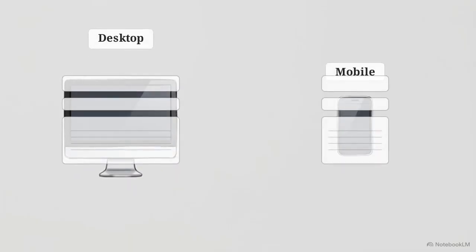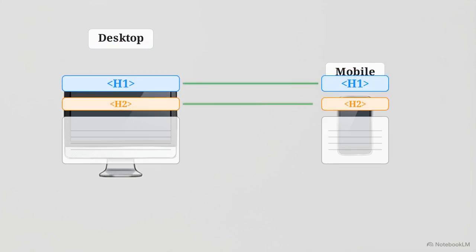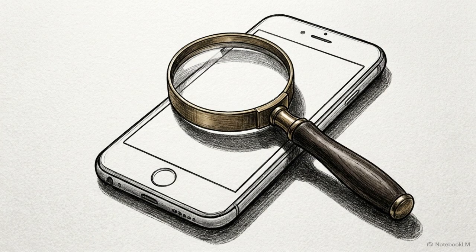This rule extends to your headings. Your H1 and H2 tags must remain semantically identical and present across both platforms. Stripping content to make a mobile page look cleaner reduces the information Google can read, which shrinks your indexable footprint.